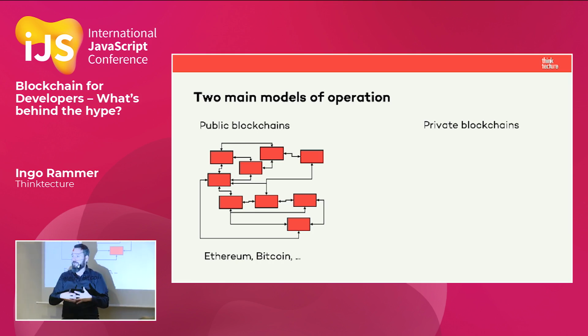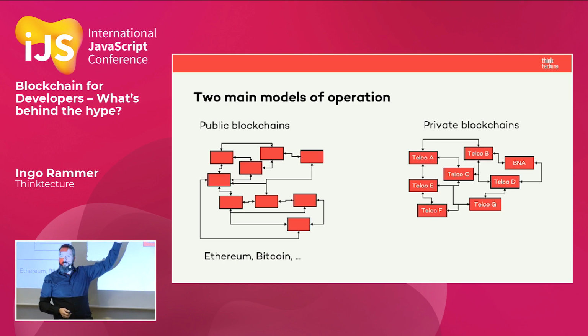They don't have an ICO. There is no coin behind them which you can trade or exchange. Well, there could be one, but that doesn't have to be. The main difference is that the participants are known. So here we have our telecommunication companies and we have our regulator. So that's a key difference.